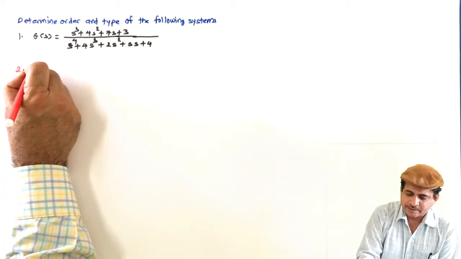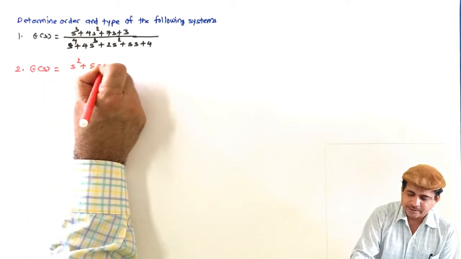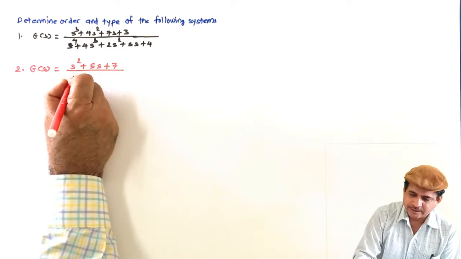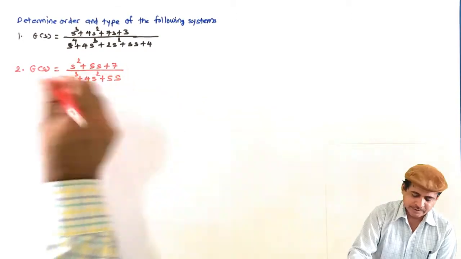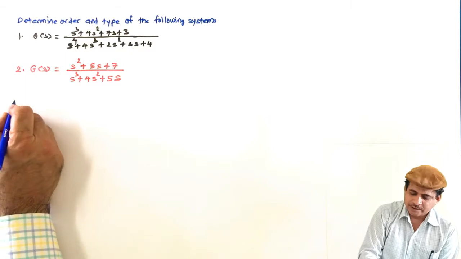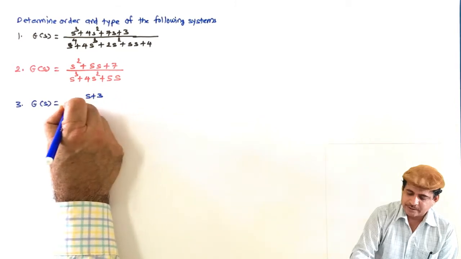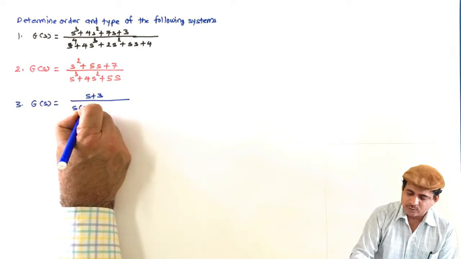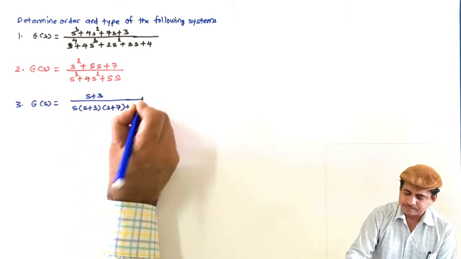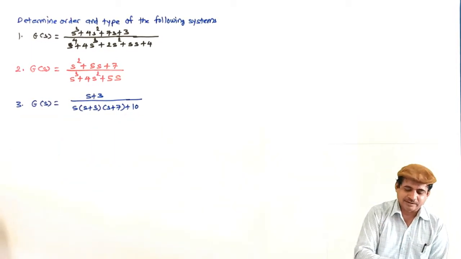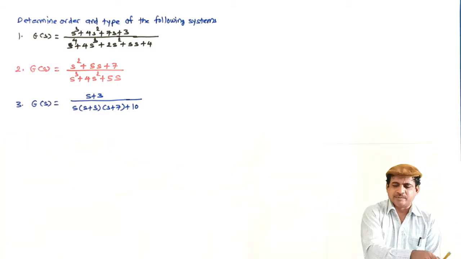Second example I will take, G of s equals s square plus 5s plus 7 divided by s cube plus 4s square plus 5s. Let me take another example, G of s is equal to s plus 3 divided by s into s plus 3 into s plus 7 plus 10. This plus 10 will take the decision.